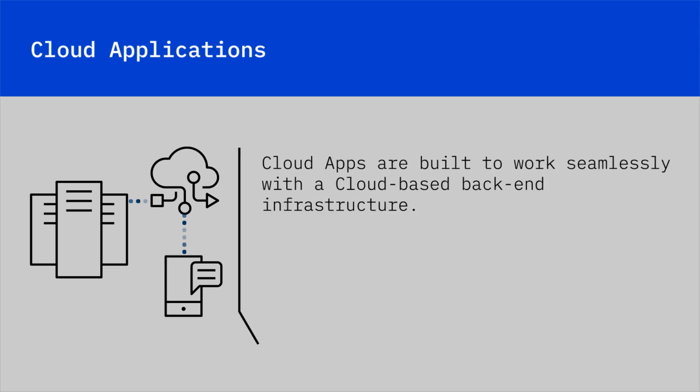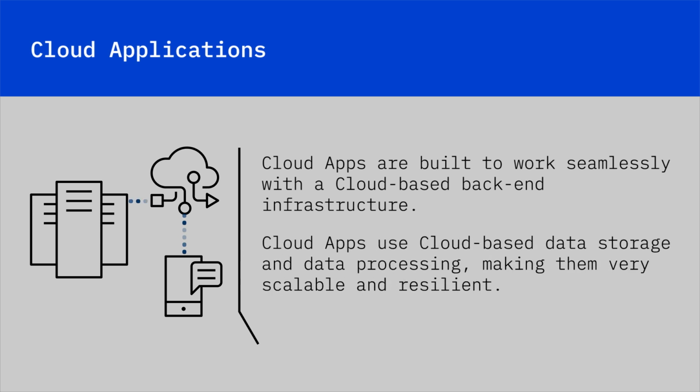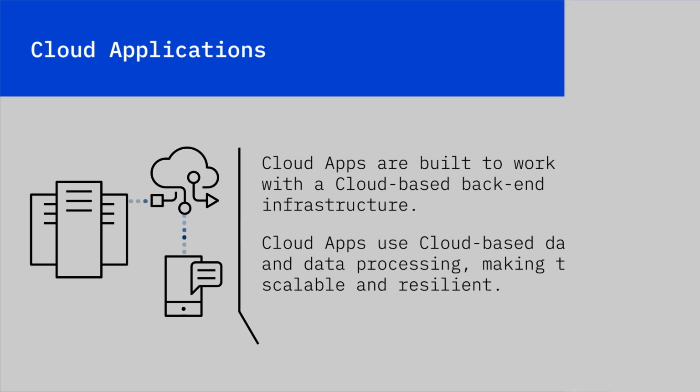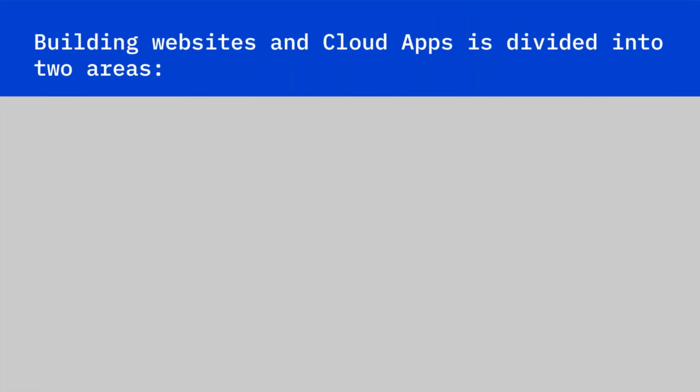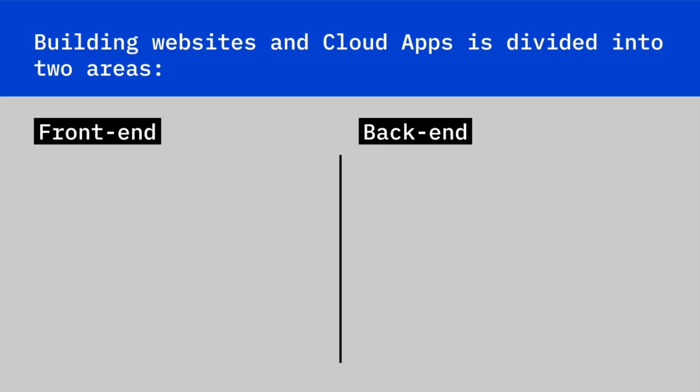Cloud applications are similar to websites in that they request content that a server returns. Cloud apps are built to work seamlessly with a cloud-based back-end infrastructure, cloud-based data storage and data processing, and other cloud services, making them very scalable and very resilient. The environment for building websites and cloud applications is divided into two primary areas, front-end and back-end.